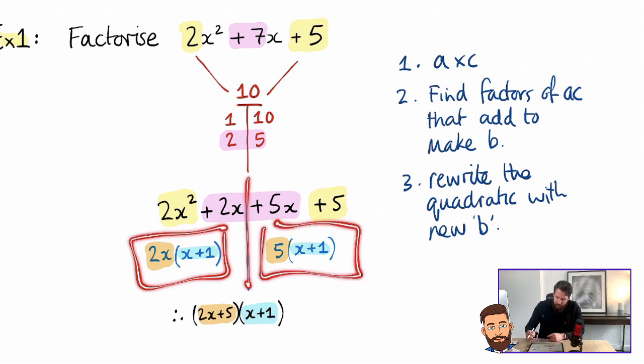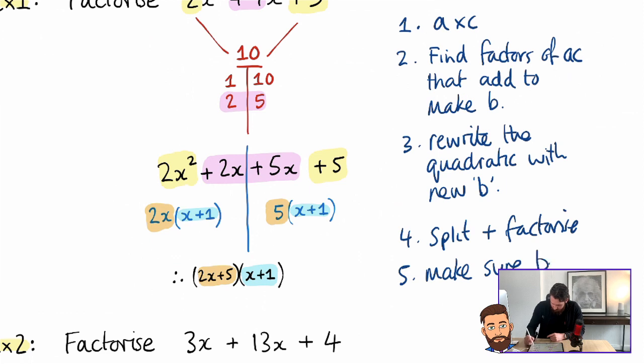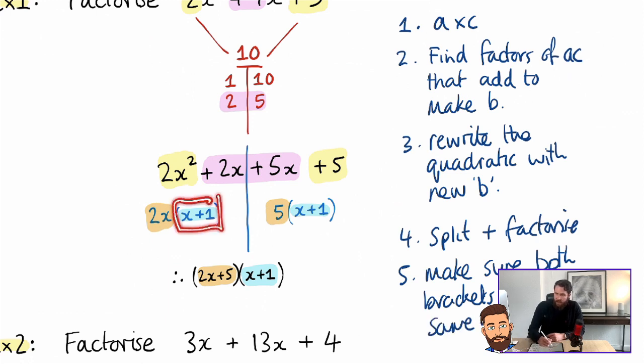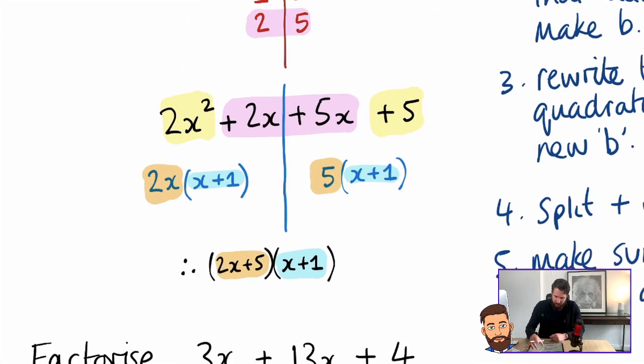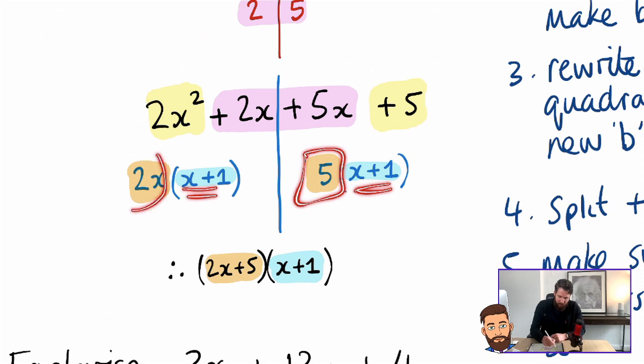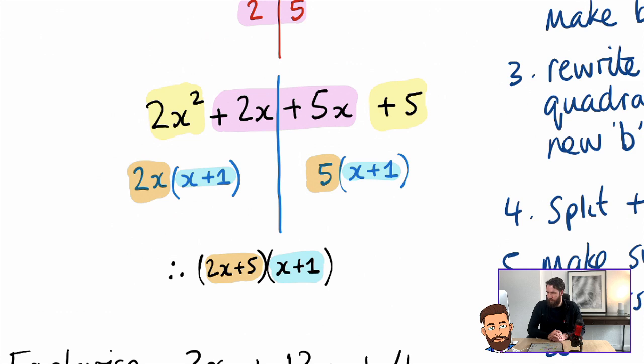Okay? And you need to make sure, so step 4, split and factorize. Step 5, make sure both brackets are the same. And then you're done. So once you factorize the left side, as you saw, the little trick I did, I knew they need to be the same, so I put the same thing in there and then worked it out backwards. Once you've done that, and you've got 2 brackets that are the same with some leftover factors, they are what make our final answer.